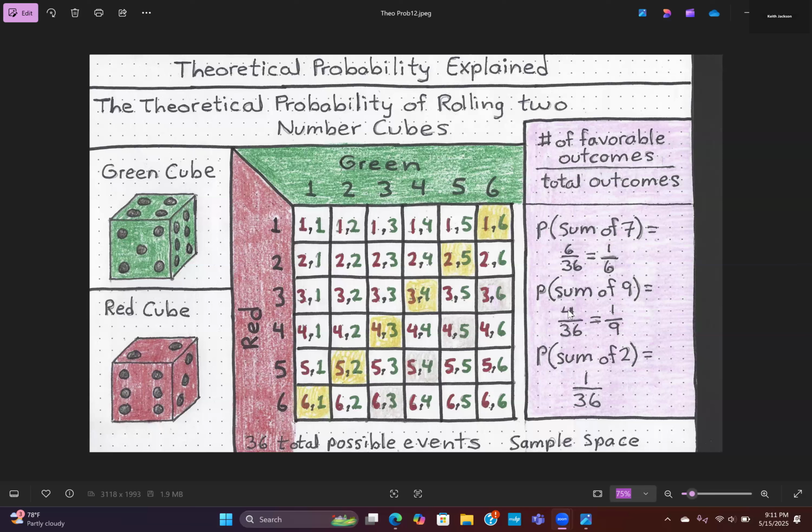Okay, you have been given a lot of information about theoretical probability. I wouldn't blame you if you need to pause the video to take a look at this chart right here, or replay this video as many times as you need to gain a deeper understanding of this concept.